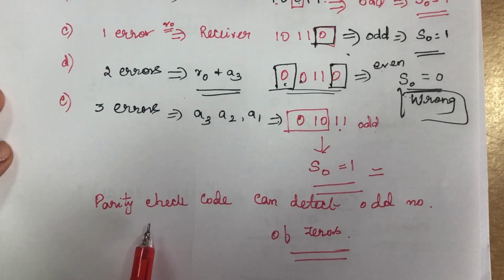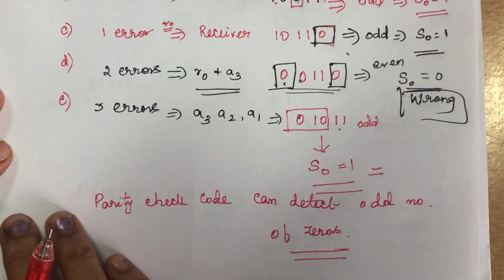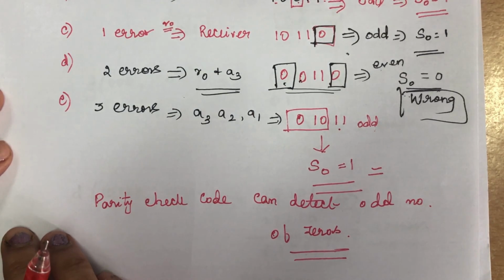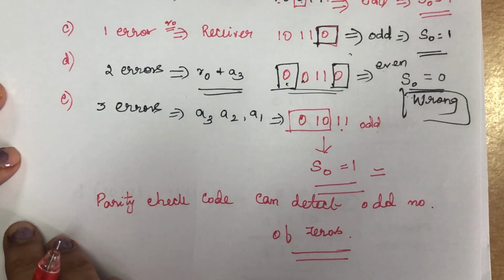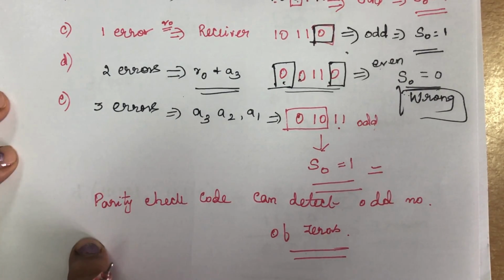That is why we are going for the next topic called cyclic redundancy code. In this topic we have discussed types of errors, that is single bit error and burst error, and we have discussed a topic called coding. In that we have discussed block coding and the topic called Hamming distance, and lastly we have discussed the topic called parity check code.